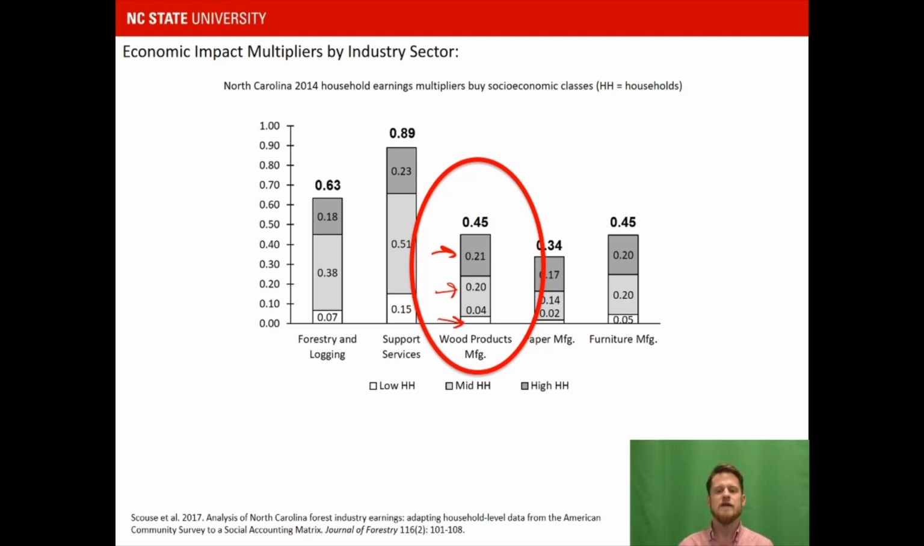And you can see how these economic impacts change from industry to industry. And that is really based on a lot of factors. Where is the industry buying its inputs? Are they buying from local businesses? Are they importing goods from outside the US? All these types of things are going to impact the multipliers.